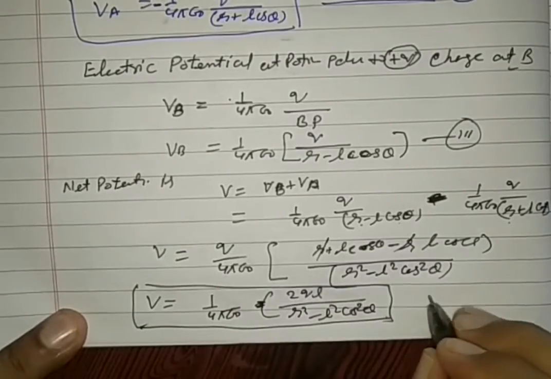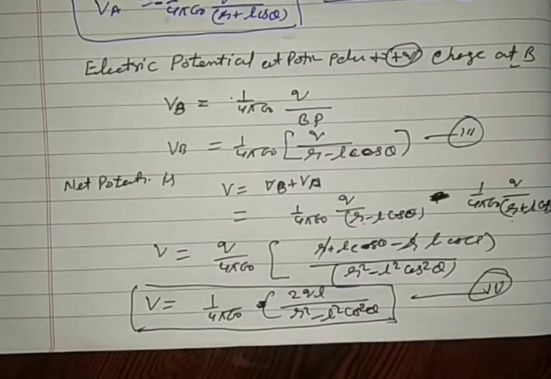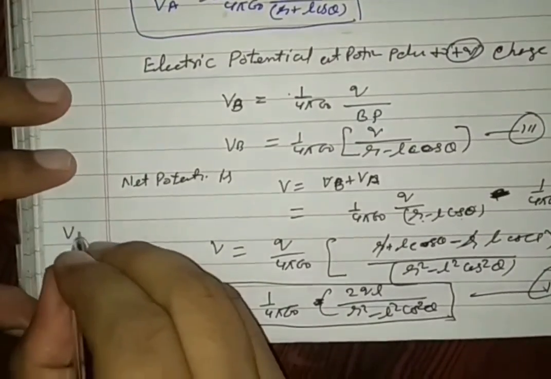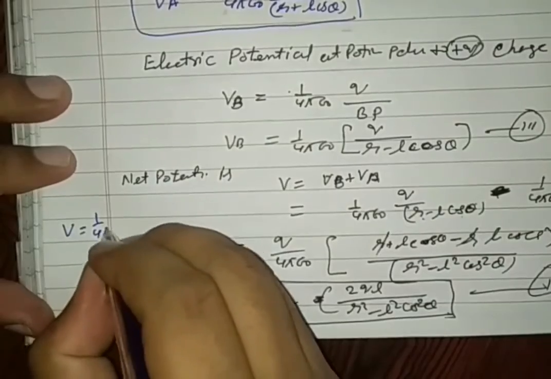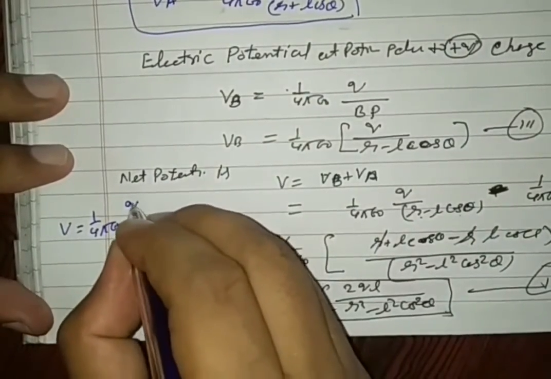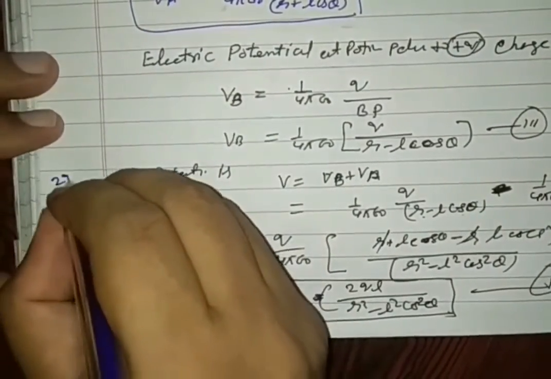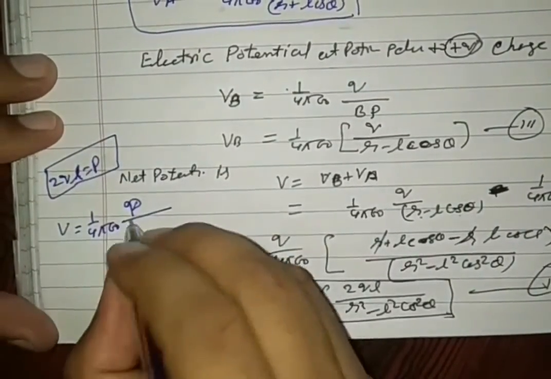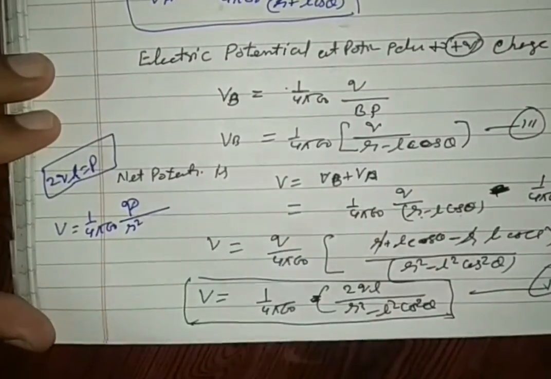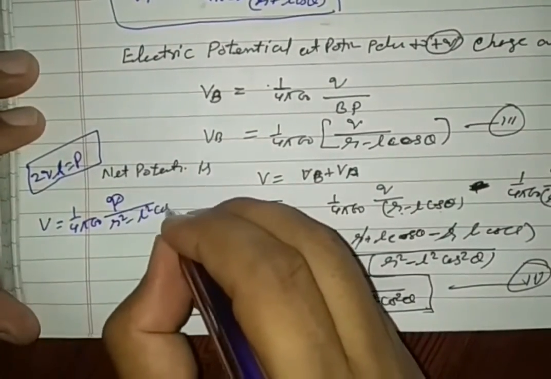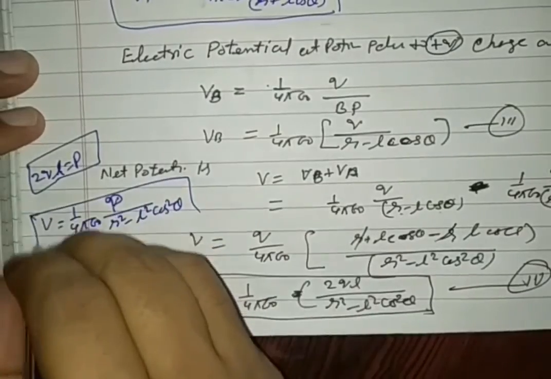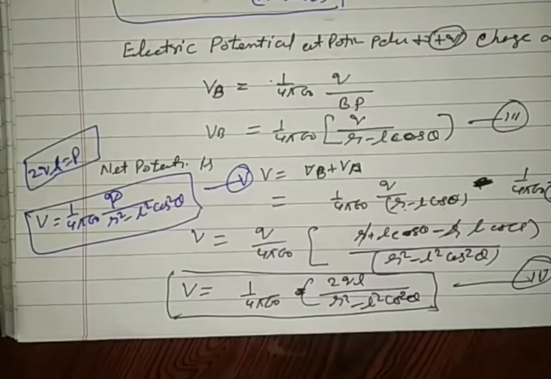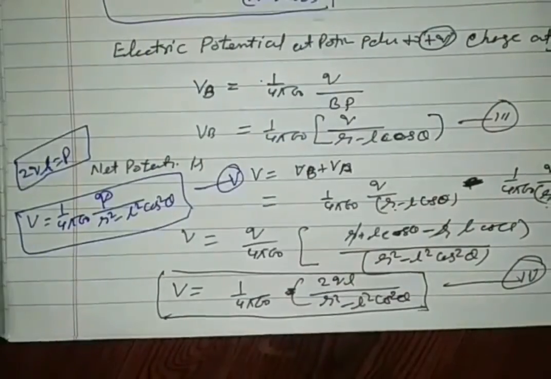This is represented by equation 4. Equation 4 can also be written in this form. See here, electric potential V is equal to 1 upon 4 pi epsilon 0, and 2qL is equal to P. In place of 2qL, we write P, the electric dipole moment, upon r square minus L square cos square theta. This is the final formula to calculate the electric potential at any point.